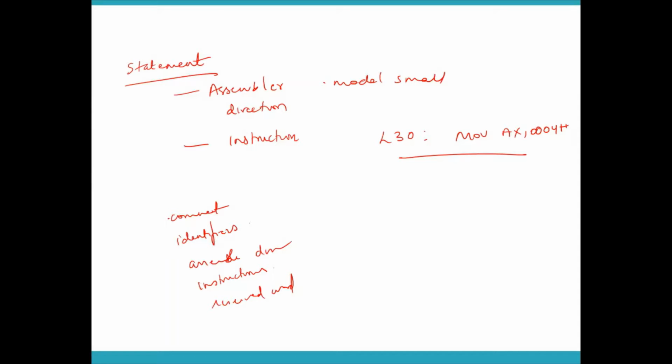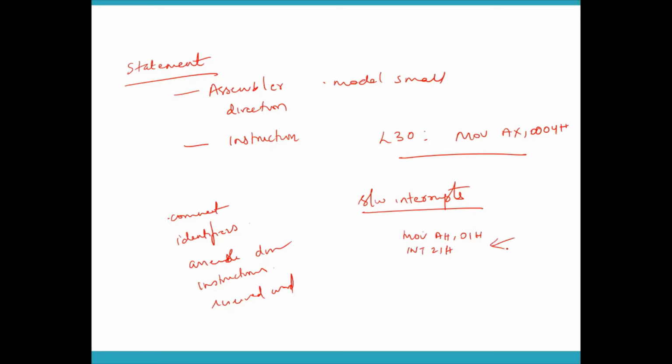Now you tell me, what are the various software interrupts that we have discussed so far? I'm just revising, okay? I'm not teaching anything new. What is mov ah, 01h, int 21h used for?